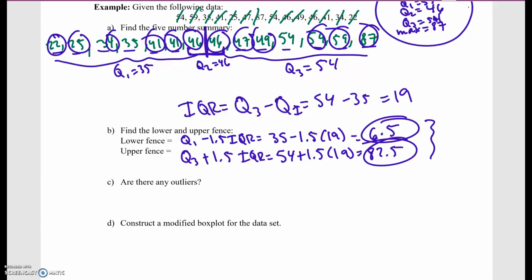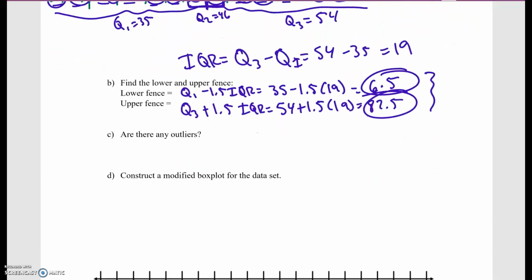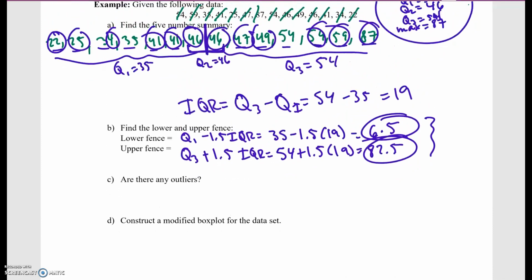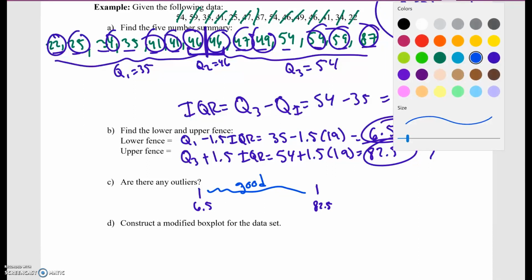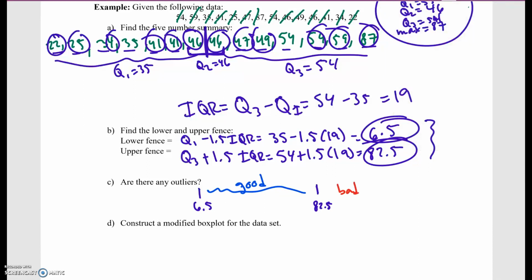Okay, so now the next thing is, are there any outliers? So if you look here, we want to look at numbers, or good numbers have to be between the 6.5 and 82.5. So here are going to be all of our good numbers. So let me put blue, these are my good numbers. Anything that's outside would be anything that would be considered an outlier. So anything that's bad numbers, I guess.